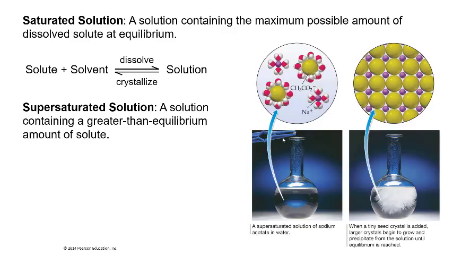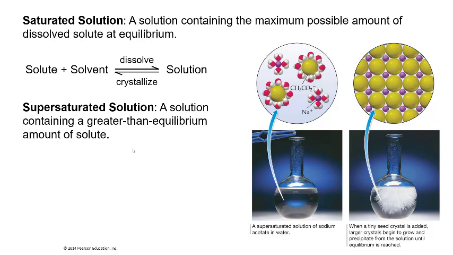So if you want to make a supersaturated solution, which is a solution that contains greater than equilibrium amount of solute, typically you would increase the temperature of the solution such that you can dissolve more of the solute into the solvent, and then you will slowly bring that temperature back down again.